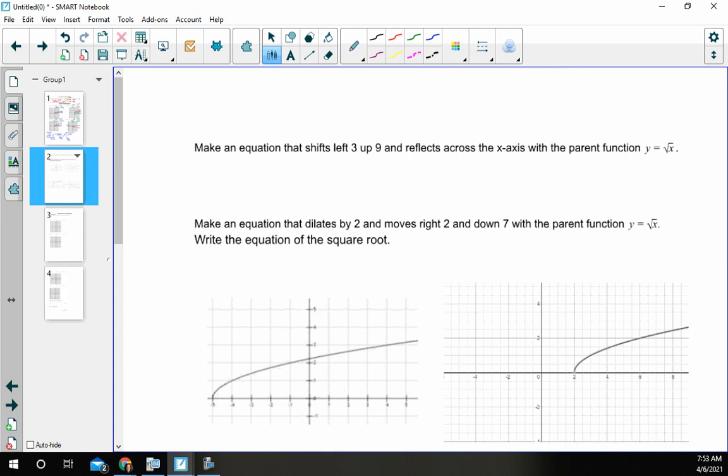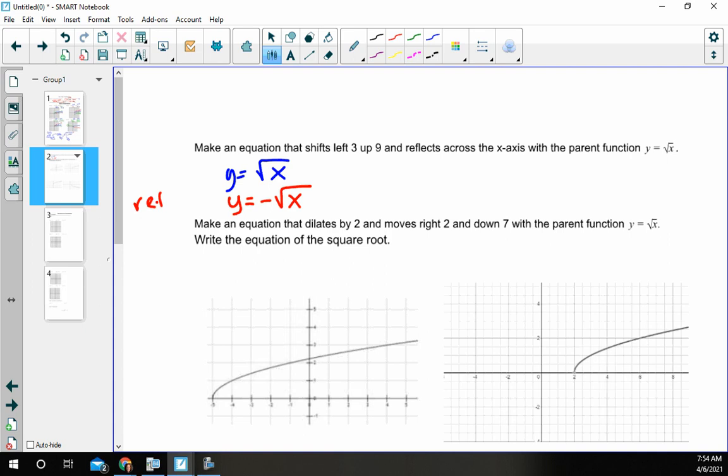All right, make an equation that shifts left 3, up 9, and reflects across the x-axis through our parent function y is equal to square root of x. What part do you guys want to put in first? The left, the up, or the reflect? The reflect. So if it's the x-axis, is it going to be on the outside or the inside? Outside.